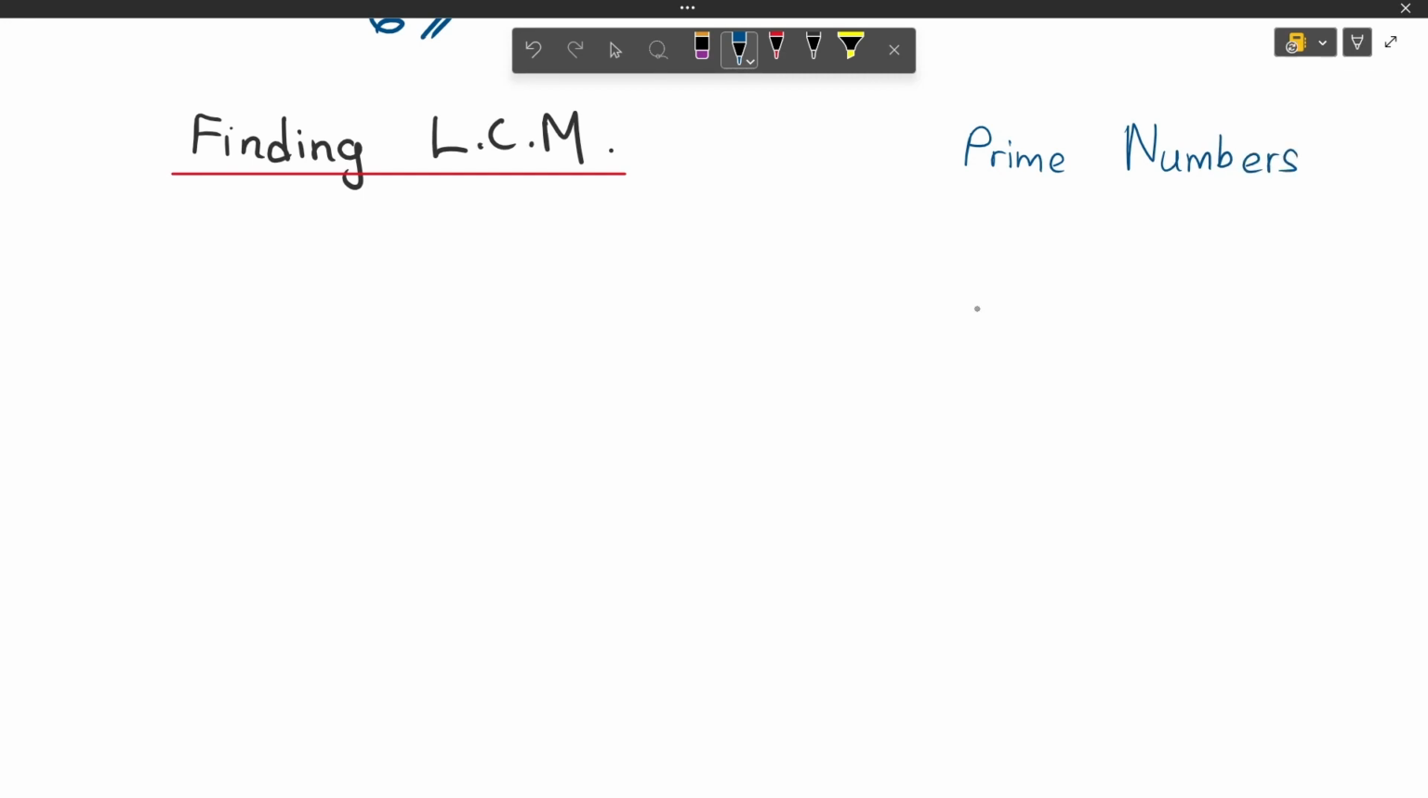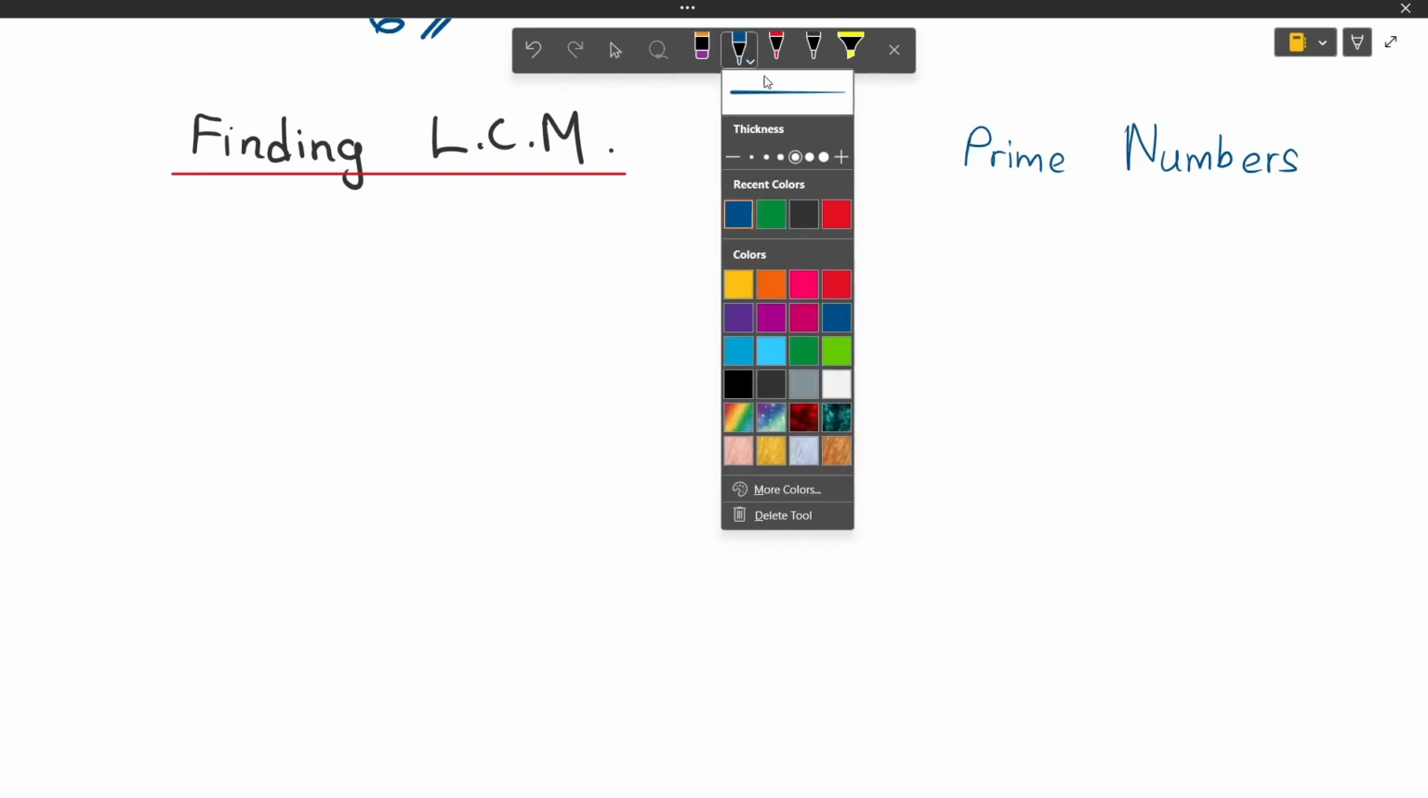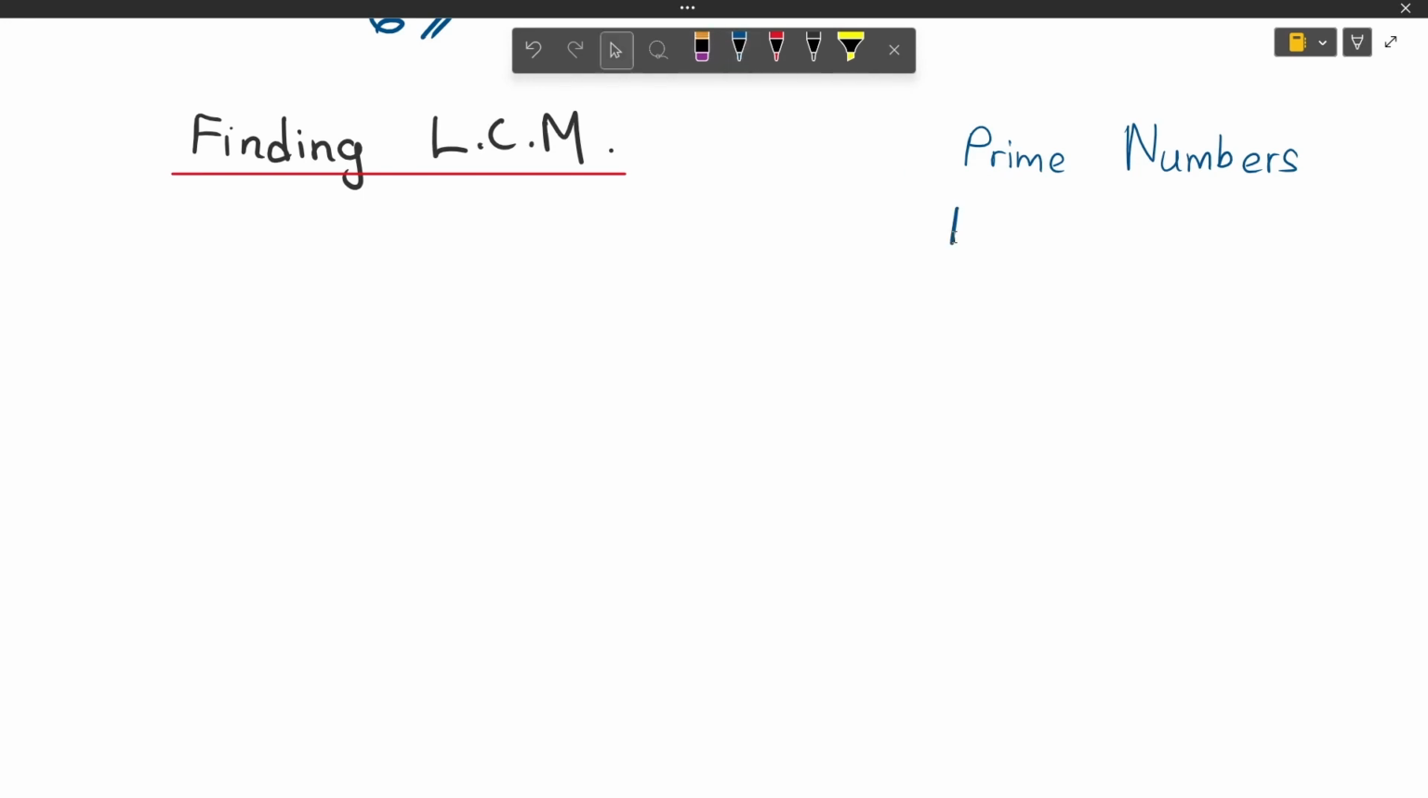Let's take 1, for example. Is 1 a prime number? The answer is no, because prime numbers have exactly 2 factors. Let's write 1. 1 has only 1 factor. We can divide 1 into 1 only. Okay.